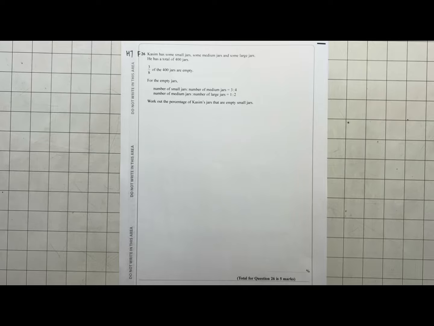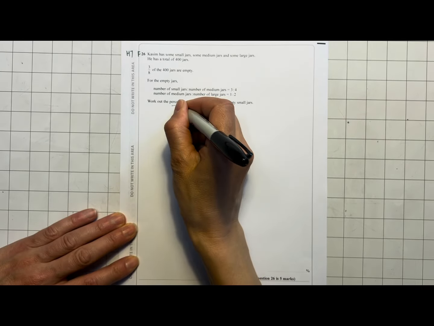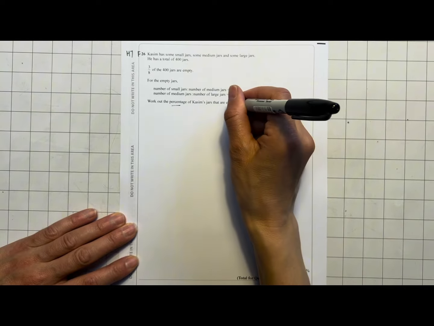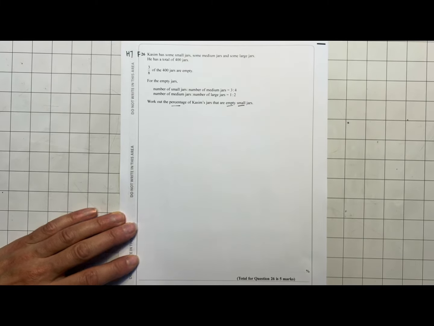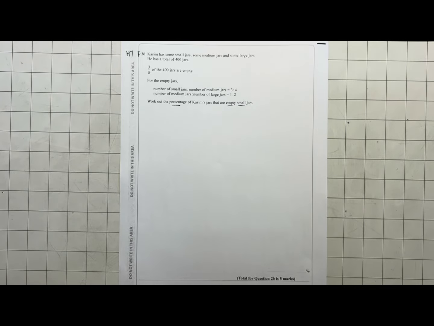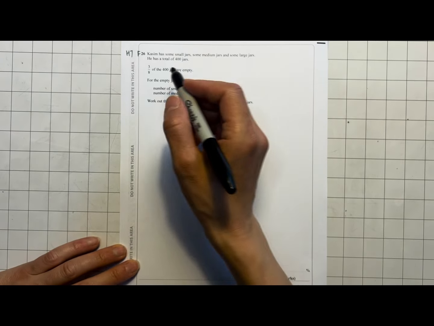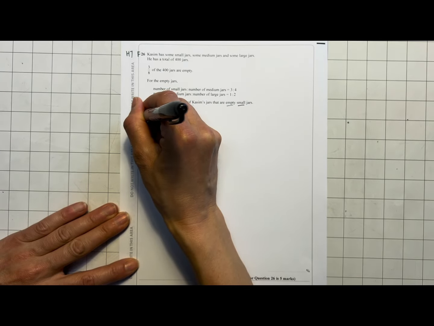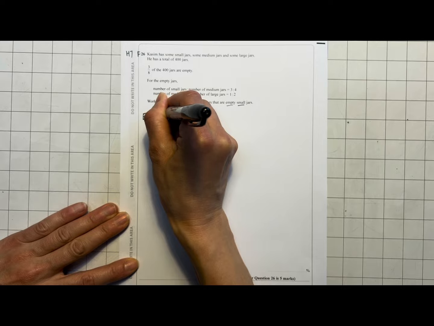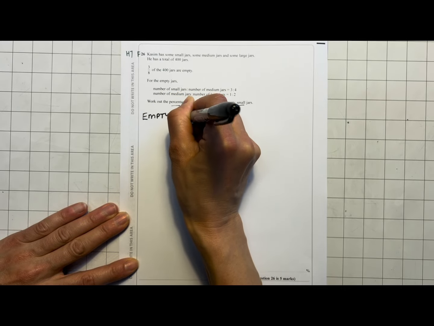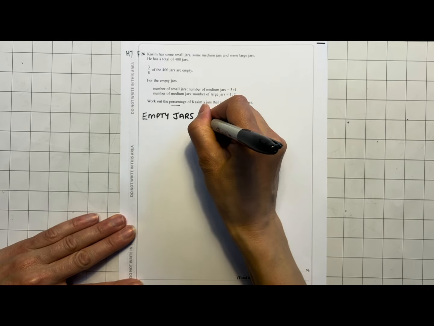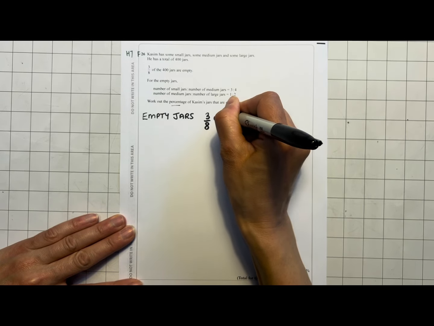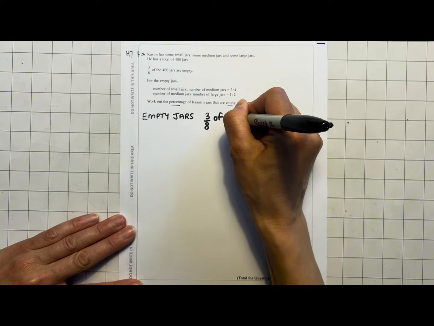Welcome back. So our aim is to find the percentage of Kasim's jars that are empty small jars. So the first thing that we need to do is find out how many empty jars there are. And we know 3/8 of the 400 jars are empty.